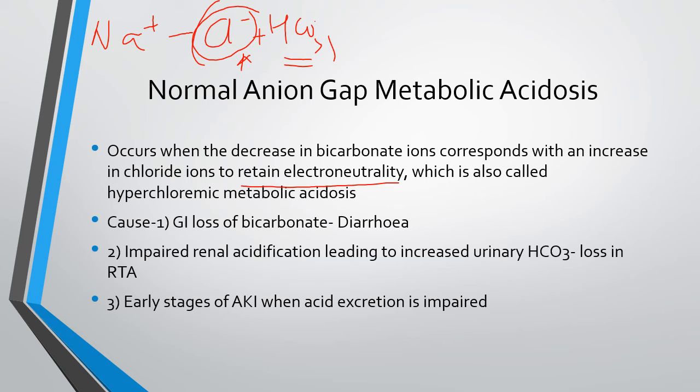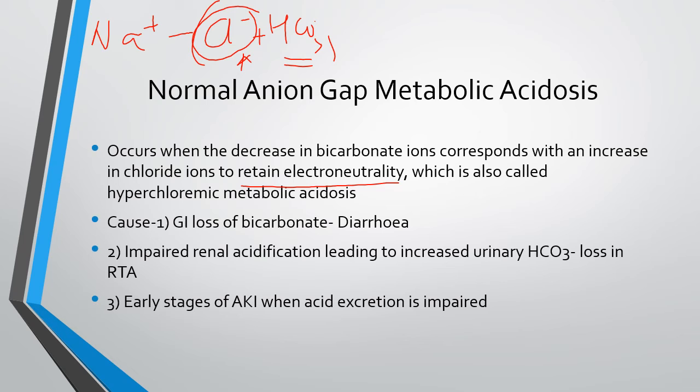So what are the causes of normal anion gap metabolic acidosis? The first cause is GI loss of bicarbonate, that is diarrhea. Second cause, impaired renal acidification leading to an increased urinary bicarbonate loss in renal tubular acidosis. And the third one is early stages of AKI when the acid excretion is impaired. These are the causes of normal anion gap acidosis. Now I'll explain the concept.